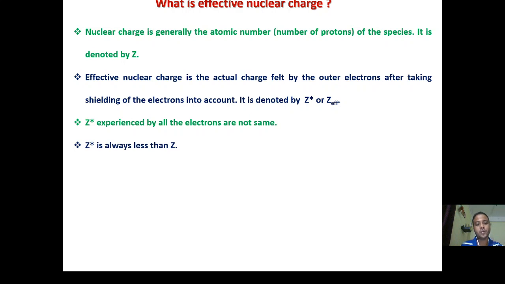Z star is always less than Z. That means effective nuclear charge is always less than nuclear charge, because due to the presence of inner electrons, although it is minimal or nominal, however small it may be, it will always be less than the nuclear charge. There is some kind of repulsion between the electrons. Even electrons in the same orbital repel the other electron.